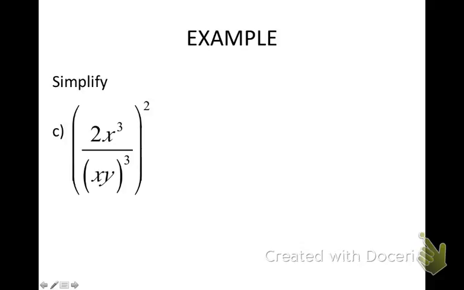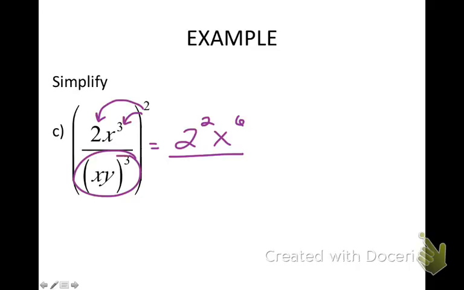2x to the 3rd all over xy to the 3rd. And that whole thing's being squared. When you add exponents, right? Or times something? I don't know. I don't either. That's why I asked. So let's work in the numerator first. I'm going to take 2 and square it. My exponent on the x in the numerator is going to be x to the 6th power. Well, not quite. Got to go further. Down here, let's work this first. X to the 3rd, y to the 3rd, right? Now I have to square this. So it's going to become x to the 6, y to the 6.